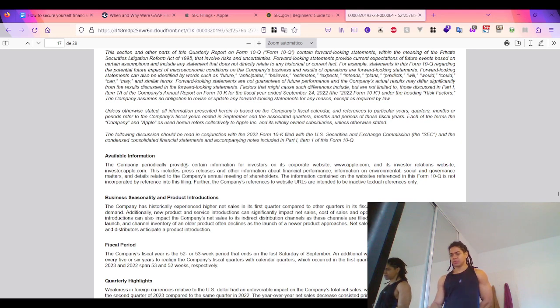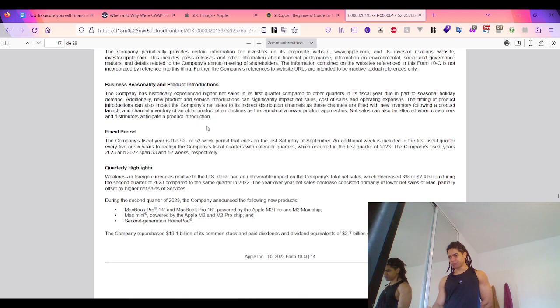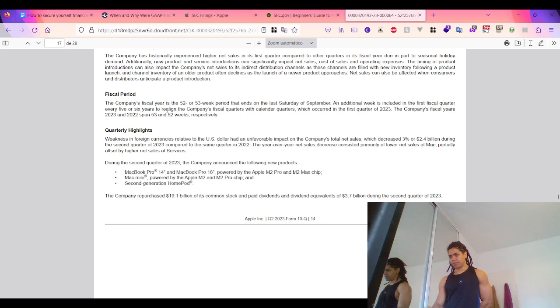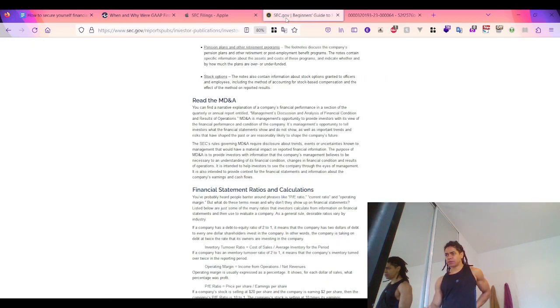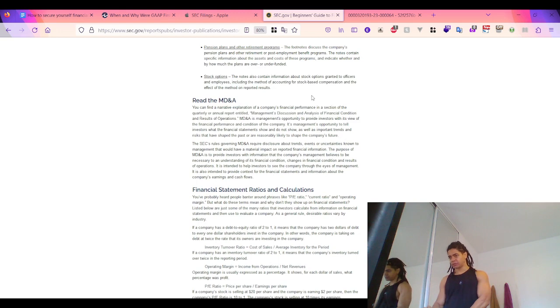It is crucial because it provides information that the financial statements can or cannot disclose, and it helps investors to see through the company management's eyes.